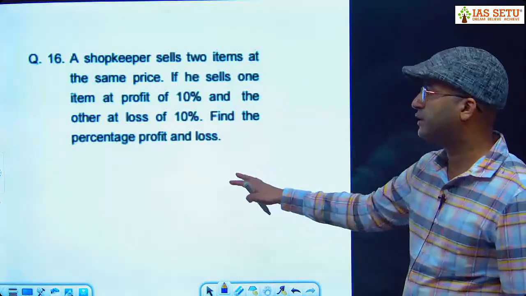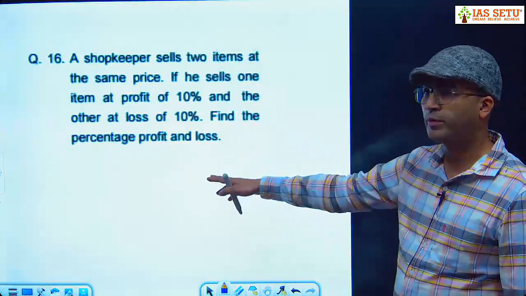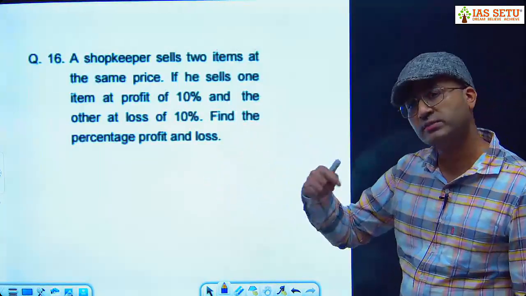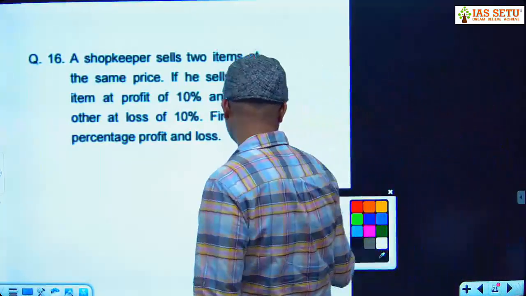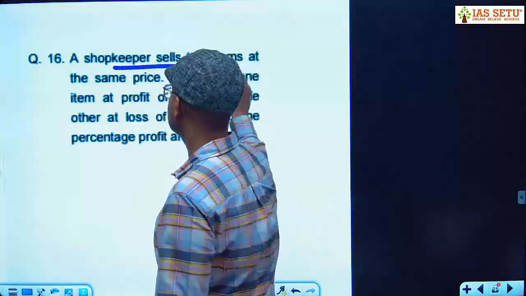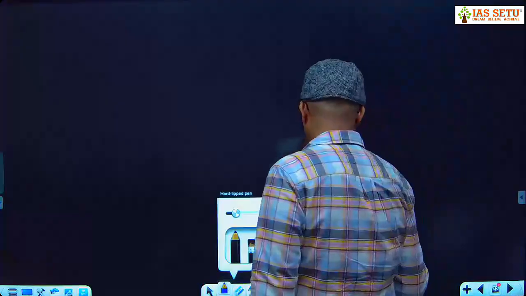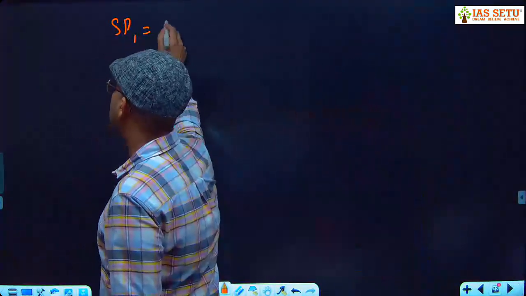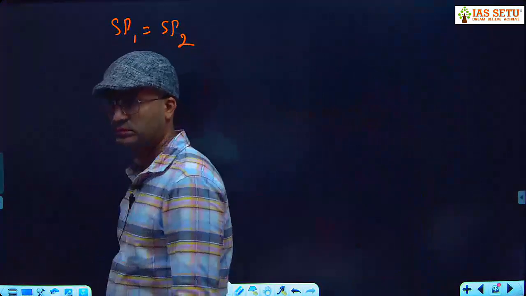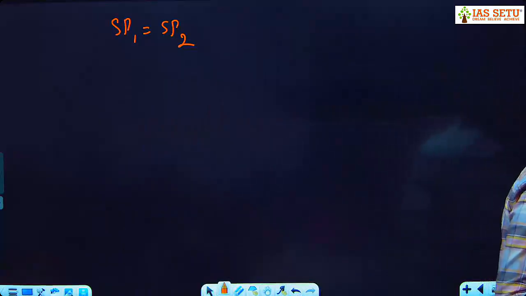And some students think 10% profit and 10% loss compensate, no profit no loss. No, वो तब होता है जब cost price same होता है. Here the selling price of the 2 articles is the same. A shopkeeper sells 2 items at the same price. So this type, SP1 is equal to SP2. Okay, what is this type? पहले type समझ लो. Like I'm selling these 2 articles at the same price.